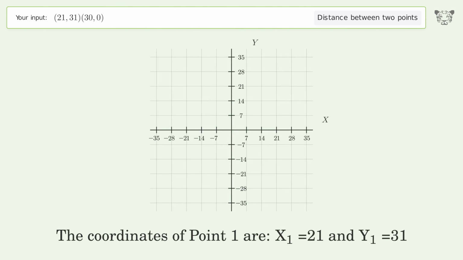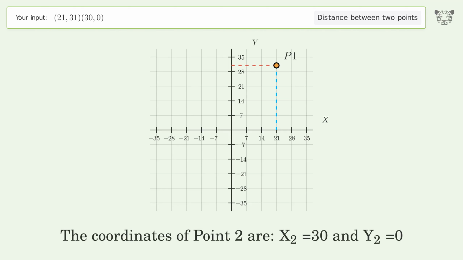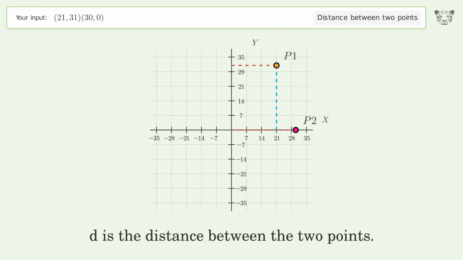The coordinates of point 1 are x1 equals 21 and y1 equals 31. The coordinates of point 2 are x2 equals 30 and y2 equals 0. D is the distance between the 2 points.